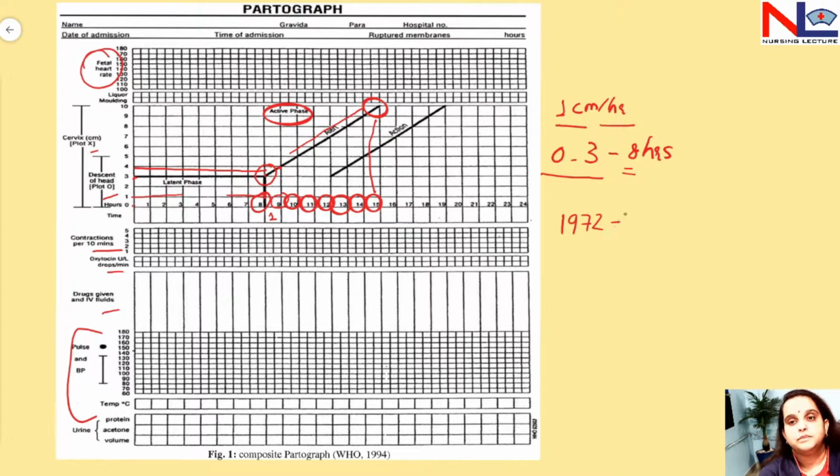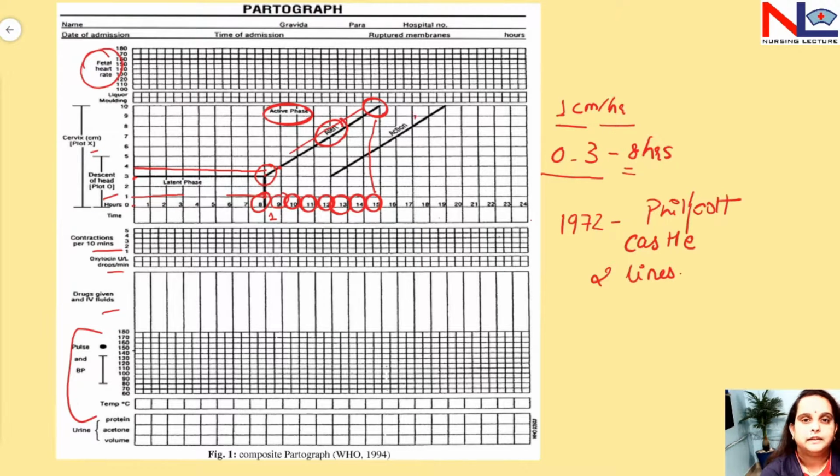1972 two other persons, that is Philpott and Castle, also introduced two other lines. They introduced two lines. What are the lines? Here you can see there is one alert line and the other one is the action line. So, what is the alert line? According to this alert line, usually what is happening? The rate of cervical dilatation is the same, that is 1 centimeter per hour.